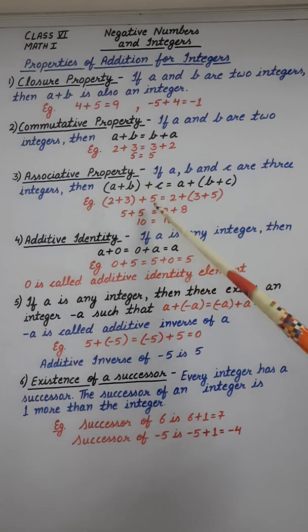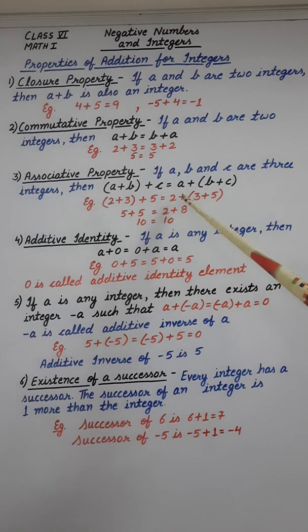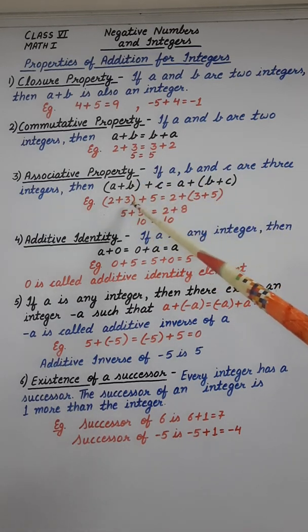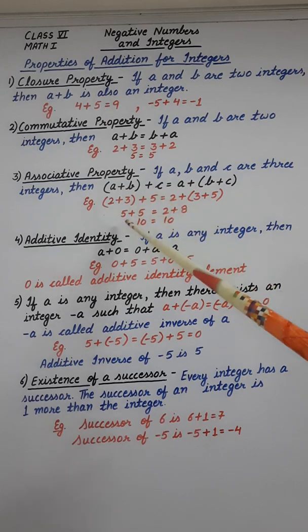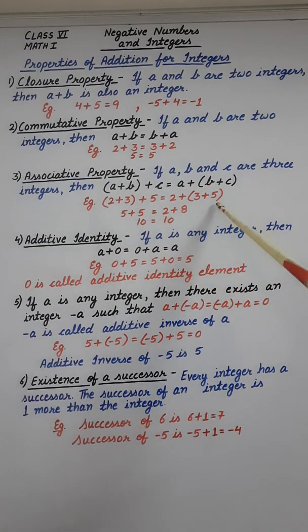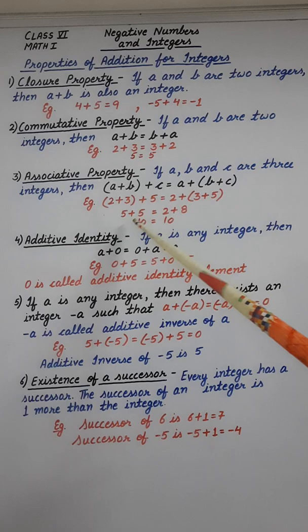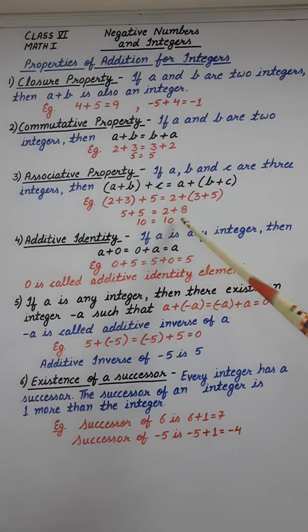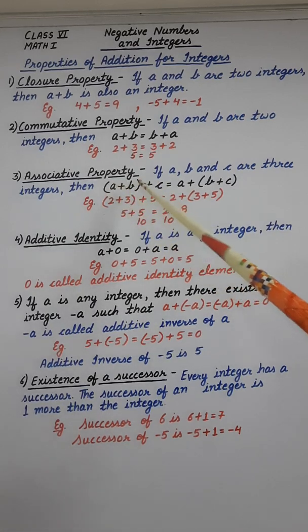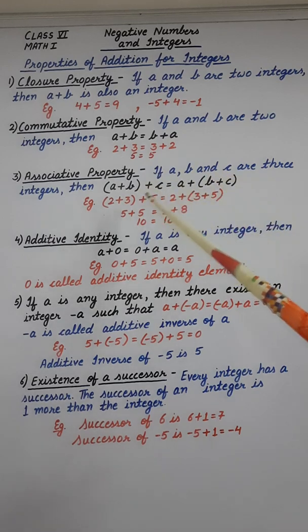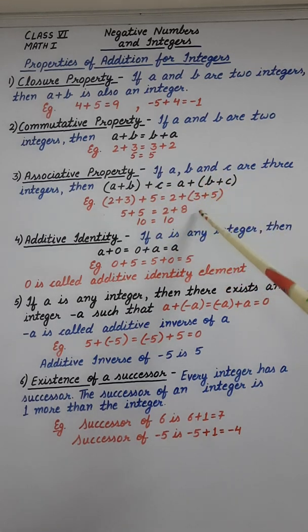So let's see one example here. (2 plus 3) plus 5 is equal to 2 plus (3 plus 5). Now when we solve this, 2 plus 3 first of all, then 5, and 5 plus 5 it is 10. Here we solve first 3 plus 5 which is 8. 8 added to 2 result is 10. So here in both ways result is same. So if we change the place of bracket, then also result will be same. This is called associative property.